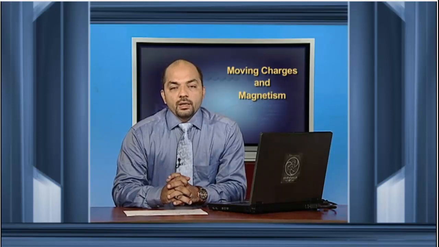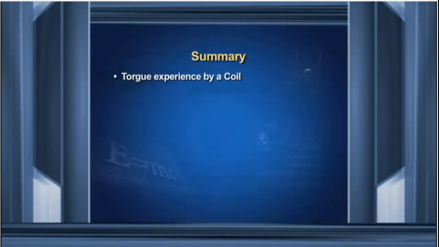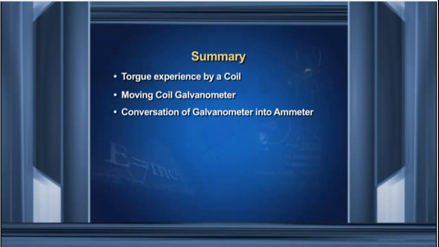So, today in this session we have studied the torque experienced by a coil. We studied the moving coil galvanometer, how to convert this galvanometer into an ammeter and voltmeter, and we discussed two numericals also. In the next chapter, we will study the magnetic properties of substances like diamagnetic substances, paramagnetic substances, ferromagnetism. We will study the hysteresis and the application of hysteresis loop.